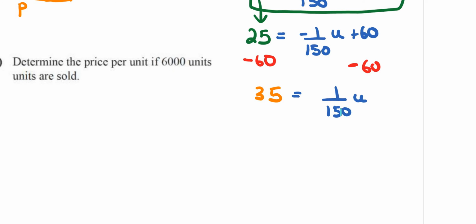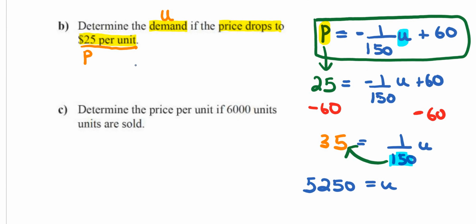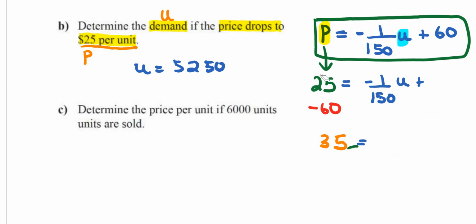And then I would just take the 150 and I would just multiply that with the 35. So 35 times 150 is about 5,250. Okay, so U equals 5,250 when the price equals $25. Okay, so going back to here, the number of units would be 5,250. Okay, and let me just erase all this, and then we will now go on to question or letter number C now. Letter C.